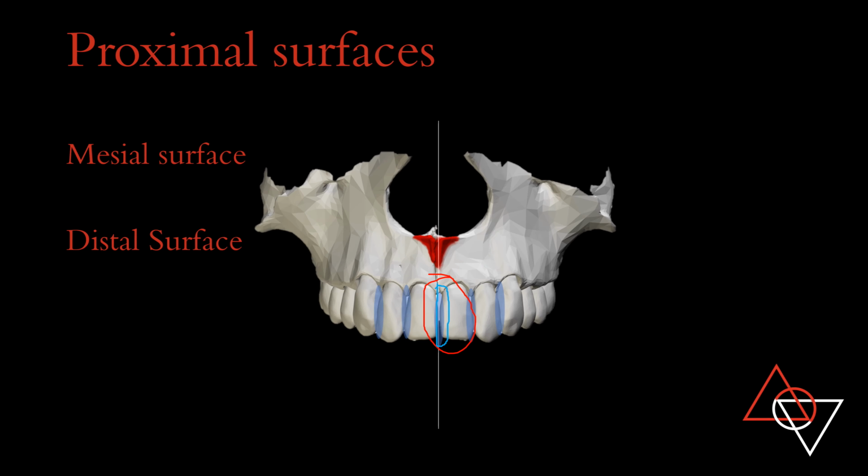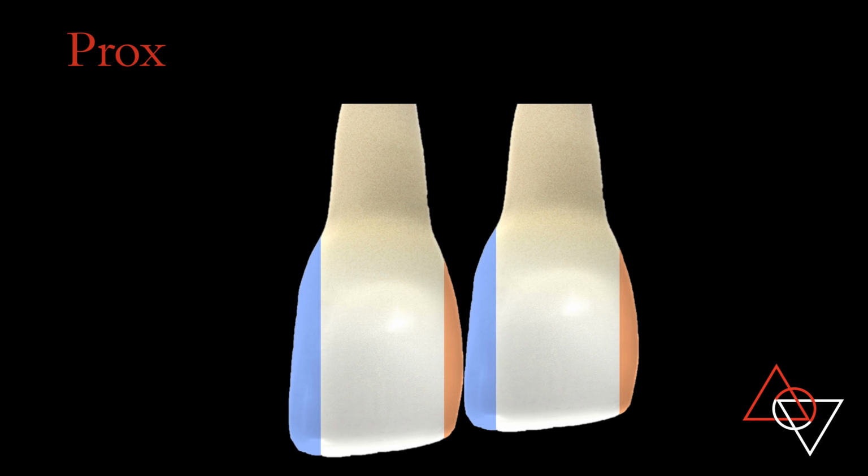So the incisors both have a mesial surface next to each other, and that's happening only for the incisors. Everything else, the distal surface of the first incisor is the mesial surface of the second incisor, and the distal surface of the second incisor is the mesial surface of the canine. It's actually very easy.